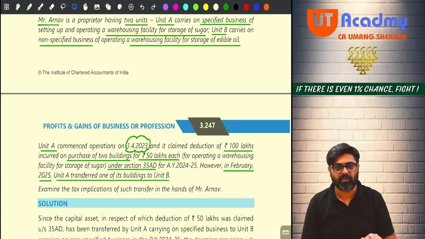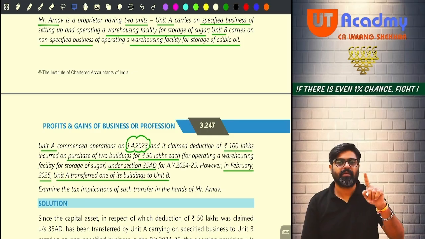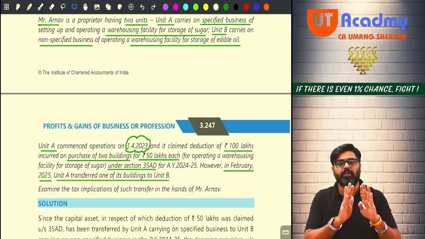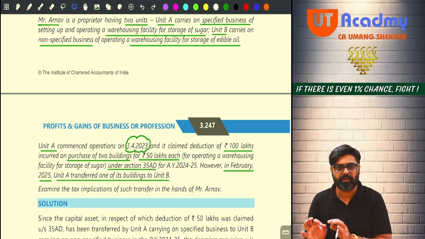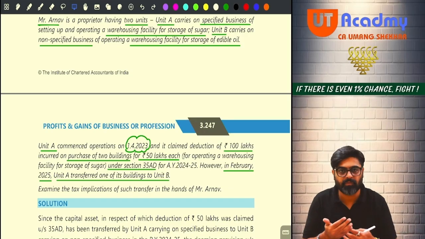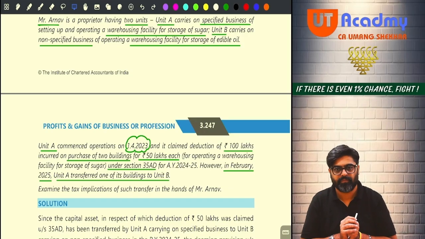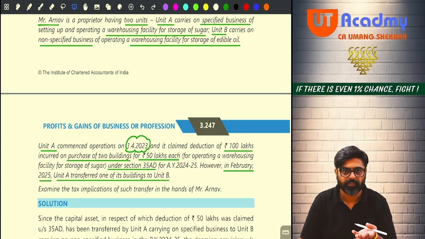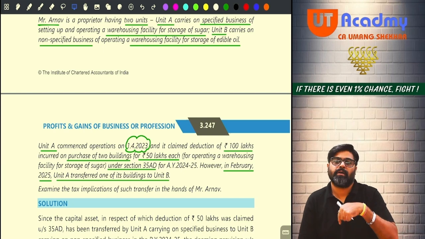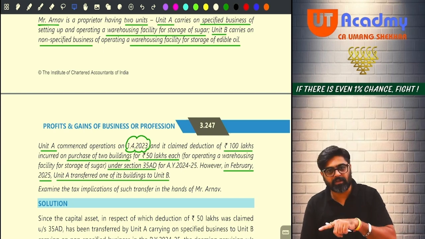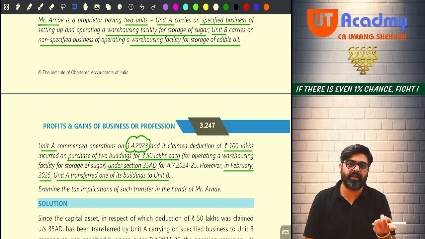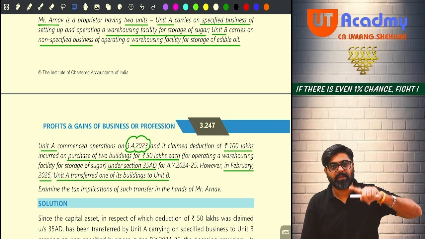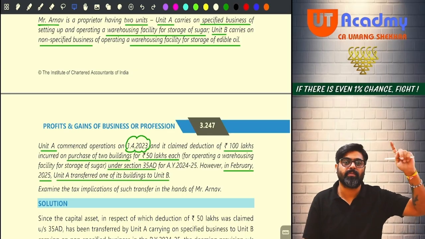So what will happen now? 35AD7A says that the asset which was acquired for a specified business has to be used in that same specified business for a period of 8 years, beginning from the year in which it was acquired. However, if that asset was within 8 years used for some other business, then 35AD7B will be applicable.